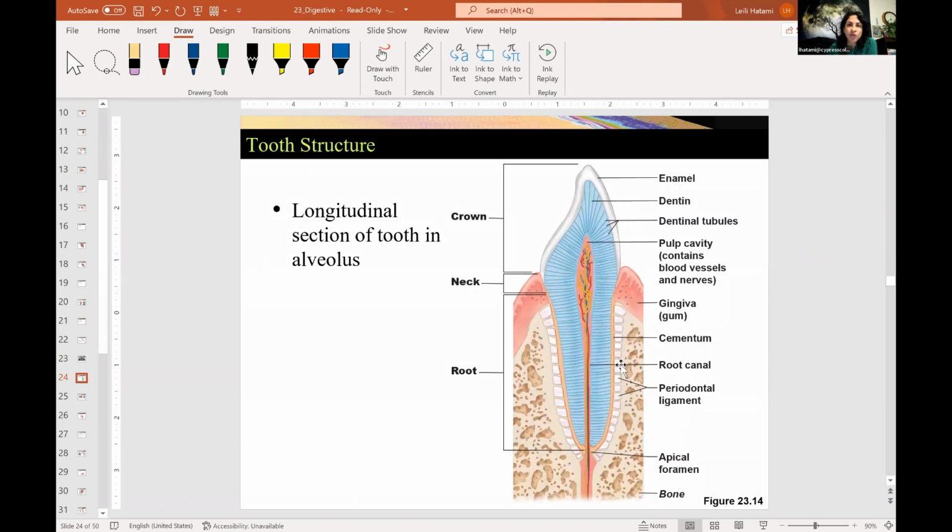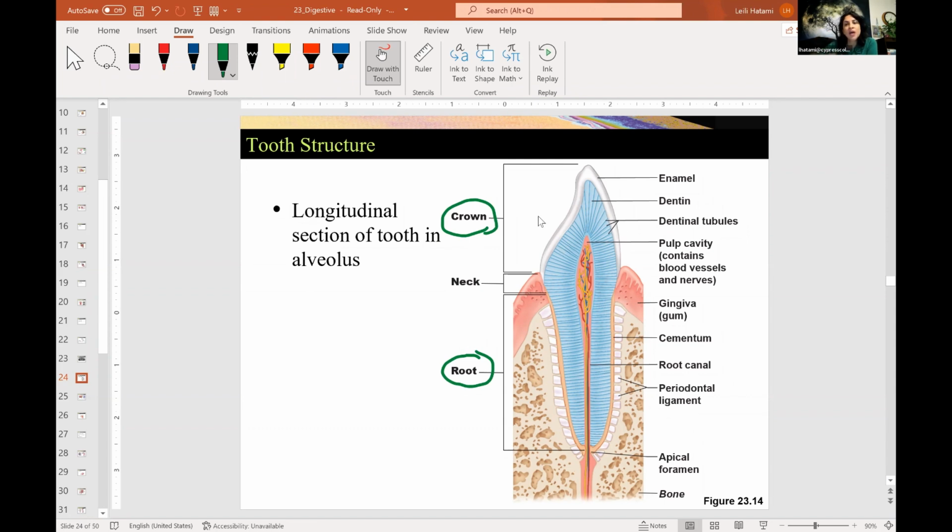For the tooth structure, we can divide our tooth into the exposed part, which is called the crown, and the part of the tooth which sits in the socket of the bone, the maxilla and the mandible. We call this the root, and the neck connects the crown to the root.